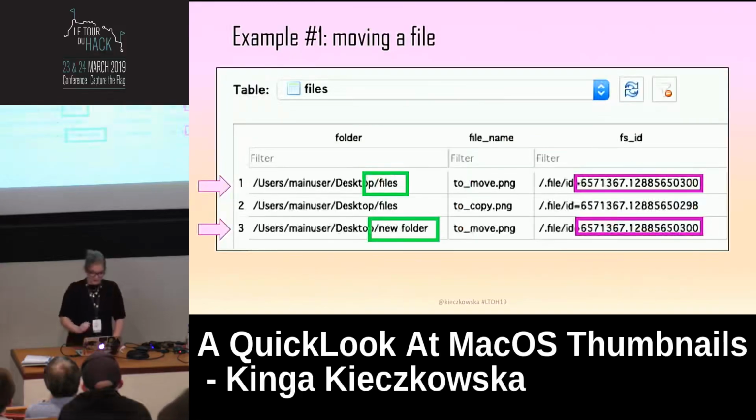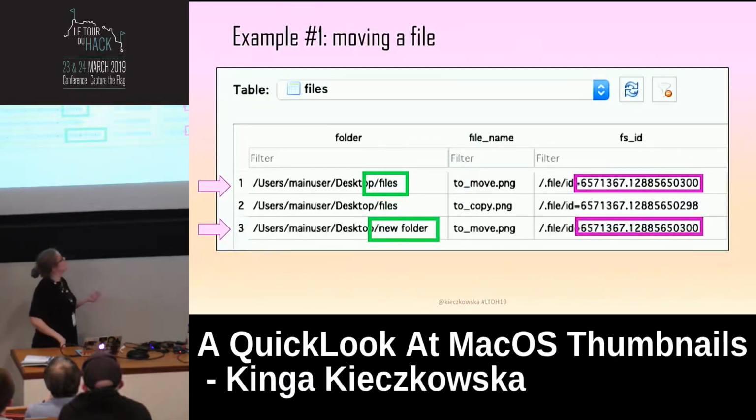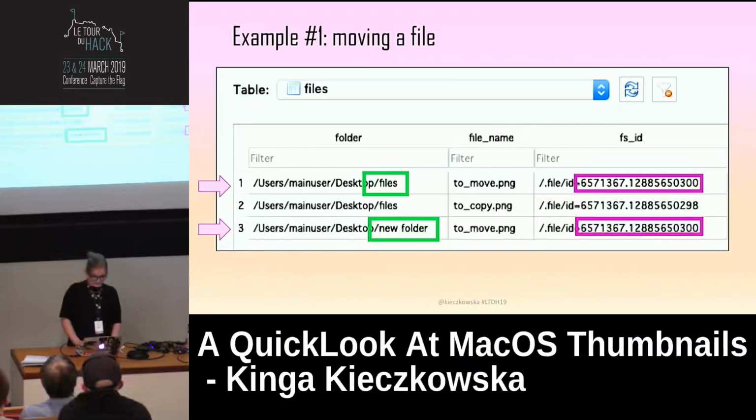When you look inside index.sqlite, you can actually see 3 records, and you remember we only had 2 files. In the file name, we can see that there are two entries for to move. When you look at the folder part, one is in files, one is in new folder. So there are 2 separate entries, even though it's the same file that we have moved. But when we look at the file ID and FSID, where we have the volume ID and the file ID, these are the same numbers. So you can easily link them together and see that this is the same file, just moved somewhere else.